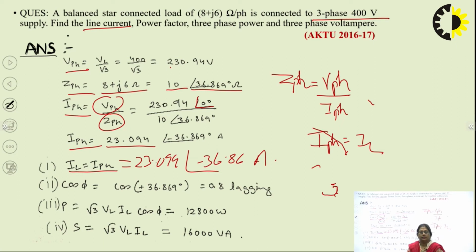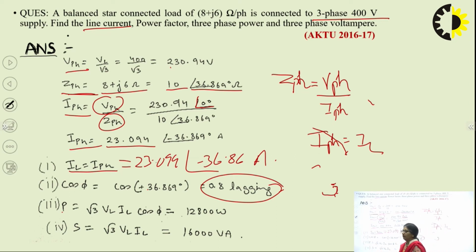Next is, what will be the power factor? Cos phi. So, we already know what is cos phi. We have derived ZPH and we have written it in polar form, 10 angle 36.86. So, whatever is the angle of our impedance, that is going to be phi. That means cos of 36.86, that is going to be 0.8, obviously lagging. It is 8 plus J6, that means the load is inductive in nature. So, the nature of the power factor has to be lagging.